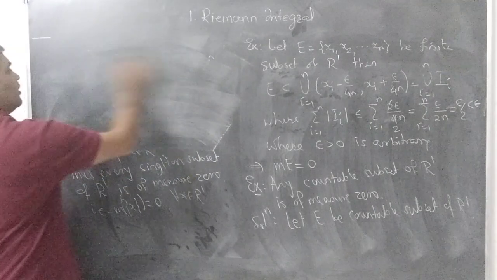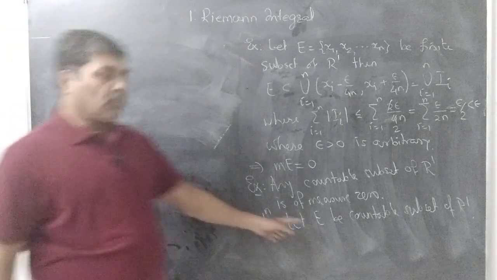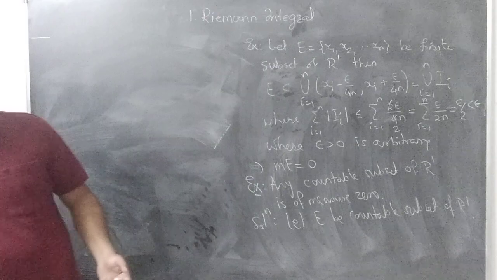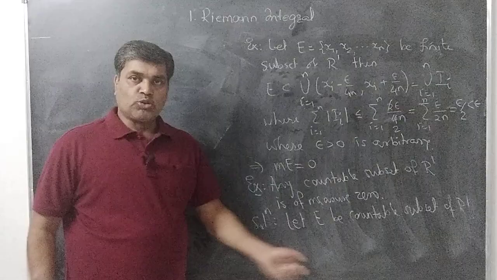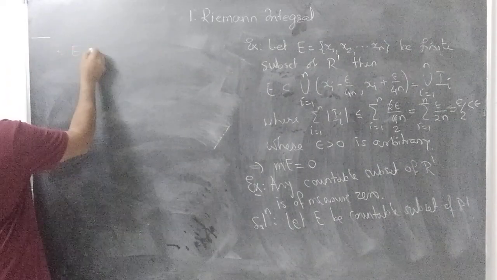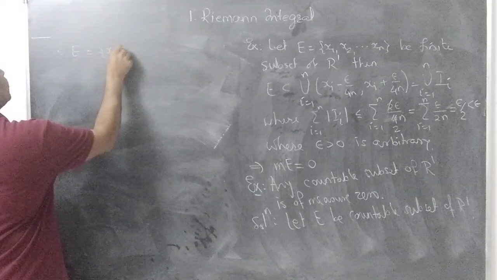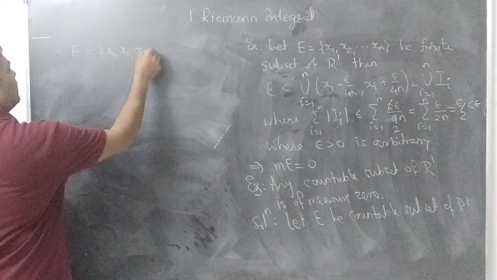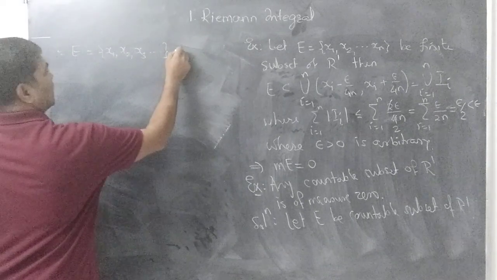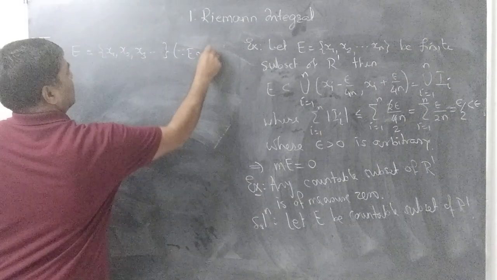So I can assign natural numbers to the members of E: 1 to the first element of E, which we denote by x1, the second by x2, and so on. Therefore, E is equal to x1, x2, x3 and so on, as E is equivalent to the natural number set.